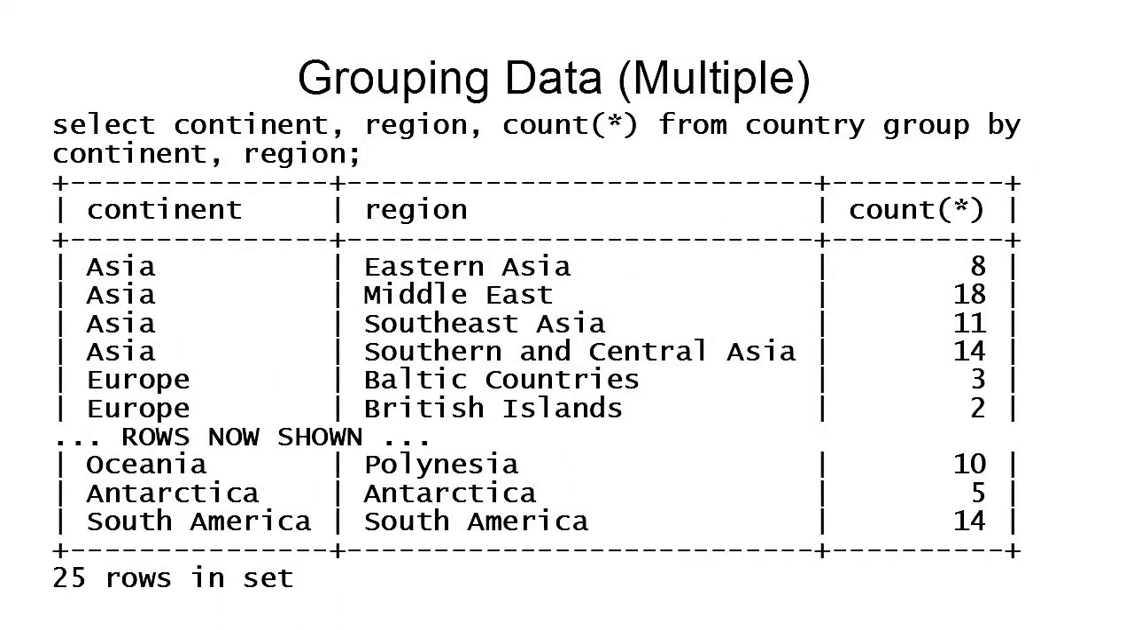Now this result set was too large to show all of the 25 rows on a single slide, but you can see that Asia is broken up into 4 areas, Europe is broken up into multiple areas, and you can see the country count by continent and then region within continent.